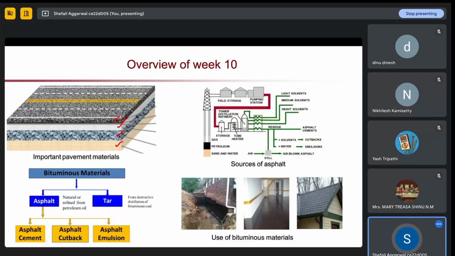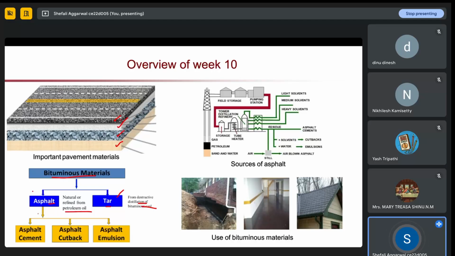Next, we will go to the first type of pavement, that is flexible pavement. In flexible pavement we usually use bituminous materials, and two types of bituminous material are available: asphalt and tar. Asphalt is obtained from petroleum oil, and tar comes from the distillation of bituminous coal. So this is a type of natural material and this is a type of man-made material.